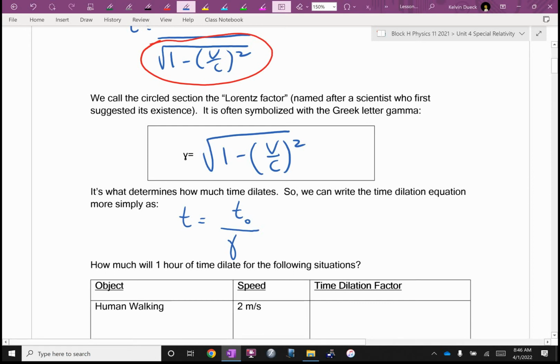Oh, Aryan, how would I get the T0 by itself? The gamma? Yeah. Over? Okay.